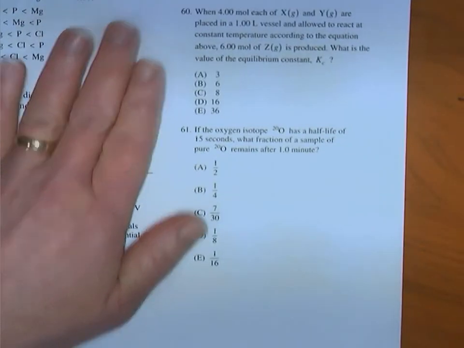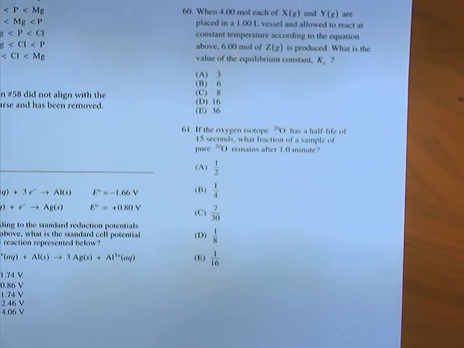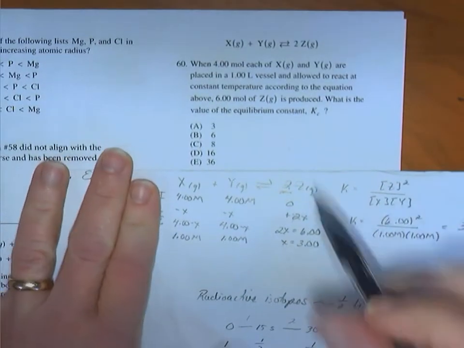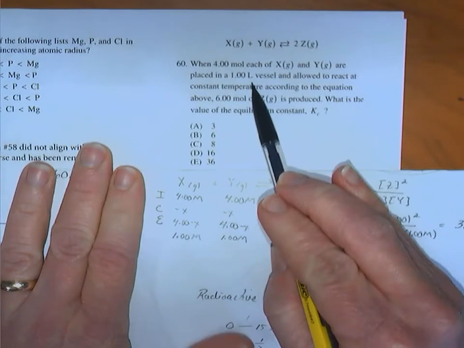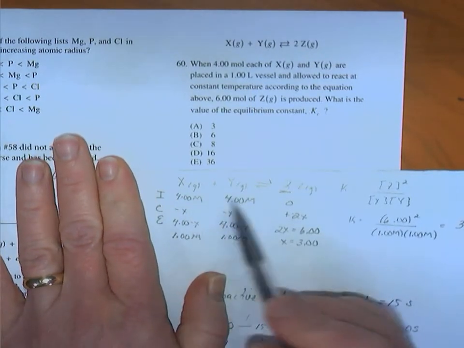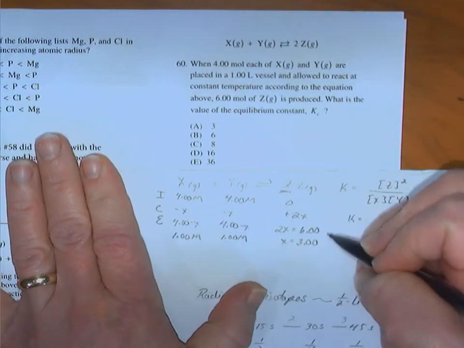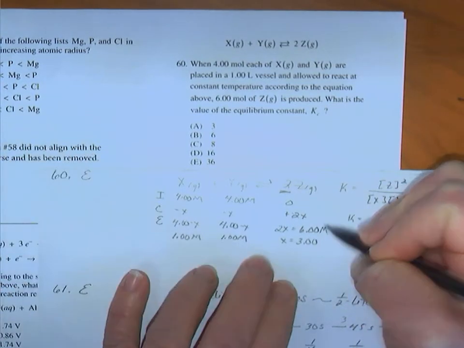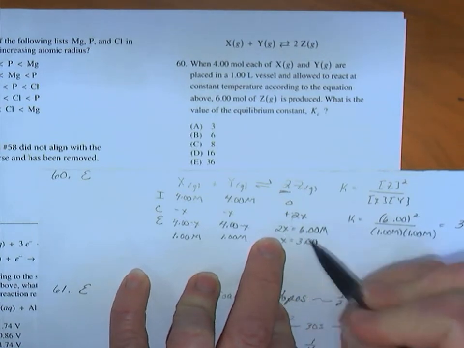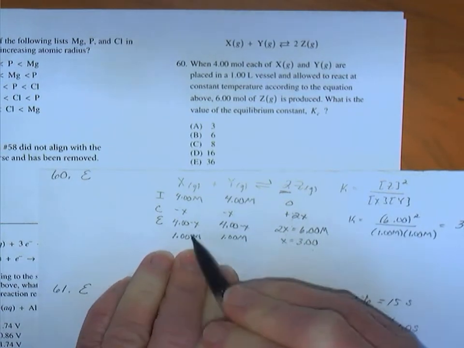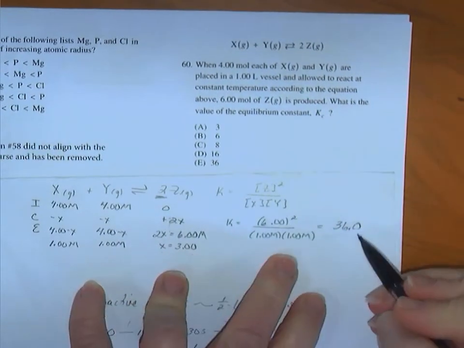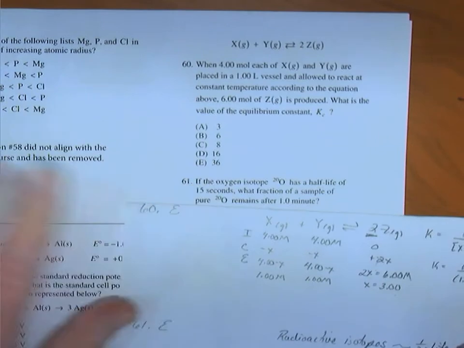Number 60, that is setting up kind of a straightforward ICE table. If we just recognize that we are given 4 moles of each gas in a 1 liter vessel. So that would be 4 molar of each to start, none of that. But we're told we have 6 molar of Z once we've reached equilibrium, which would be our 2X. So X is 3, applying X and then plugging into the K expression, we get 36, which is E.